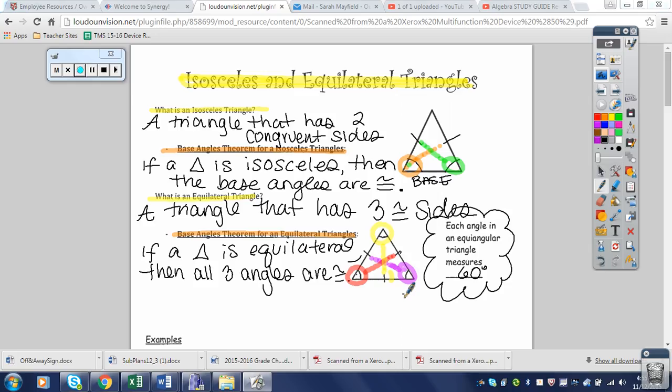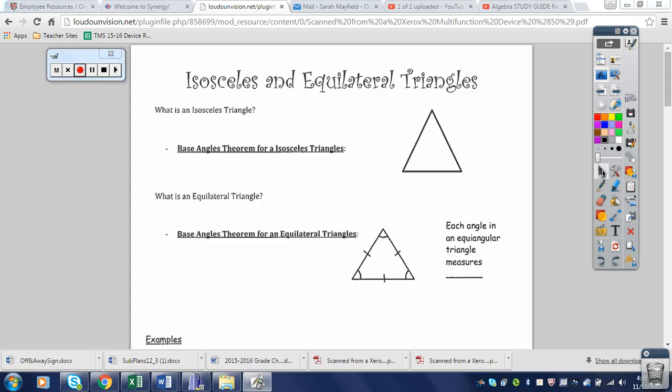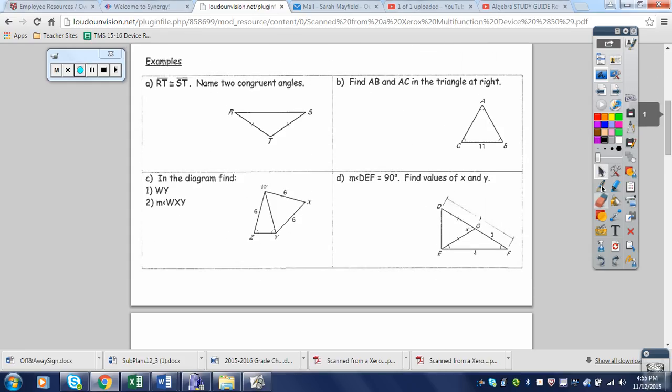So let's look at some practice problems. It says RS is congruent to ST. RT is congruent to ST. Name two congruent angles. All right, so what two angles are congruent in this problem? Angle R is congruent to angle S. How do I know? Because this is an isosceles triangle, so its base angles are the ones that correspond. I know it's isosceles because two sides are congruent.